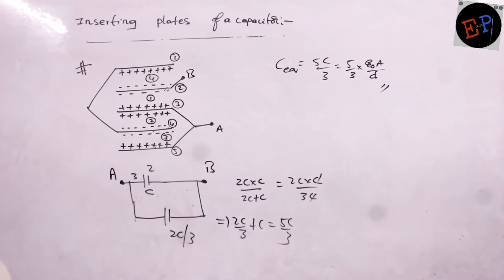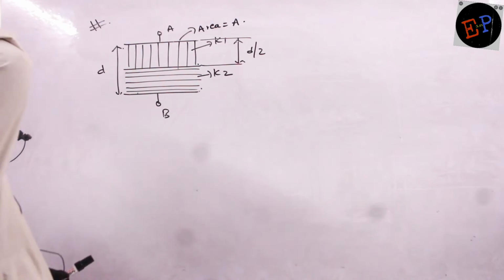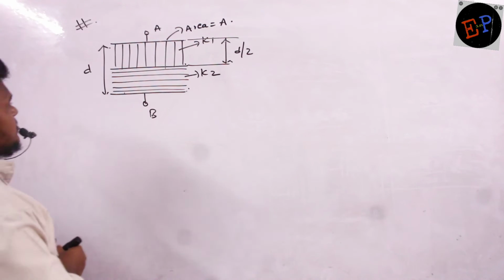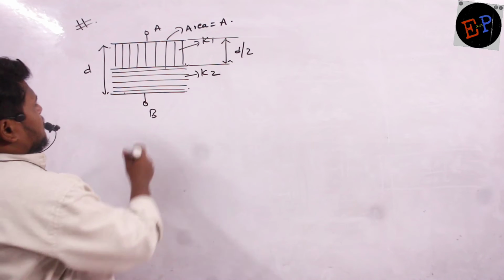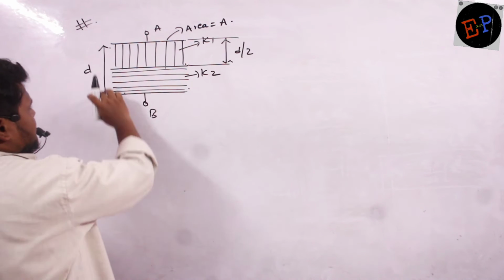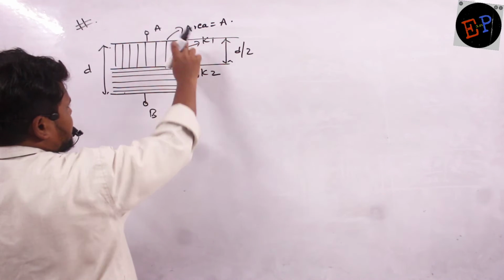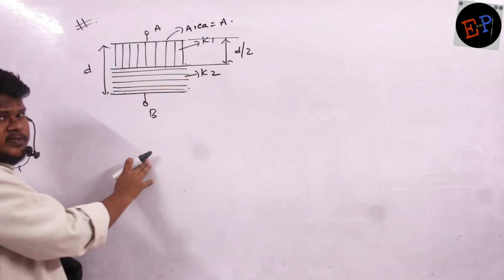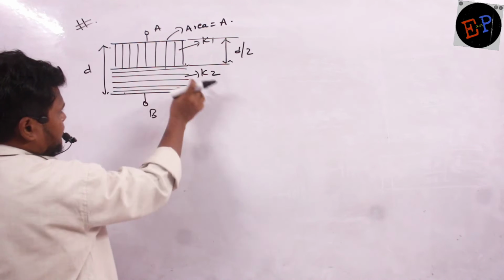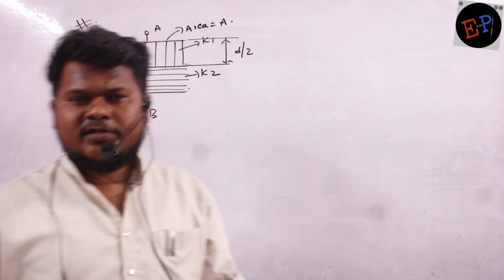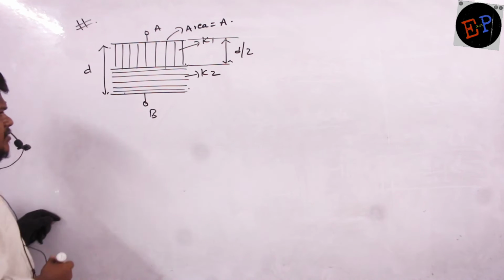Have you understood? Okay. Now see. So here, these are the two capacitors. So plate area is A, distance between the plates is D. So up to half of the distance, a dielectric of K1 is present, and in the next half, a dielectric of dielectric constant K2 is placed. Then what is the total equivalent capacitance?